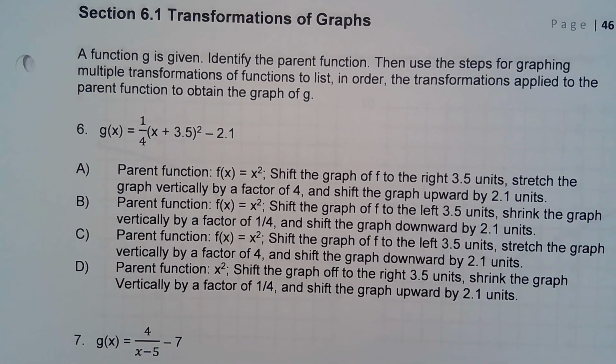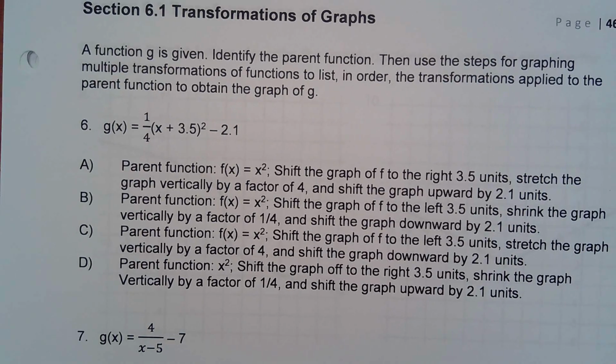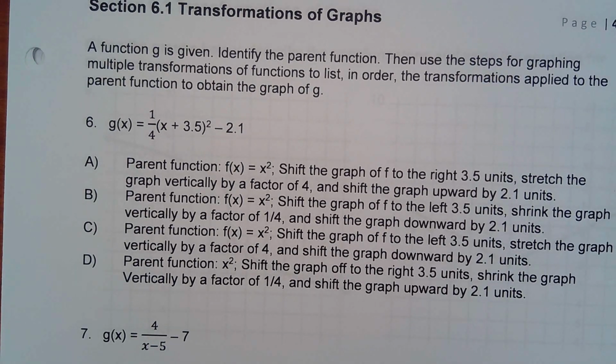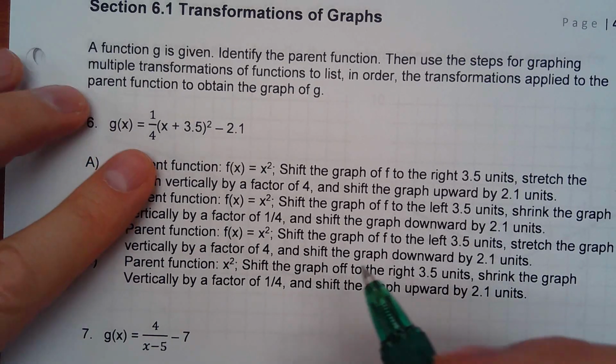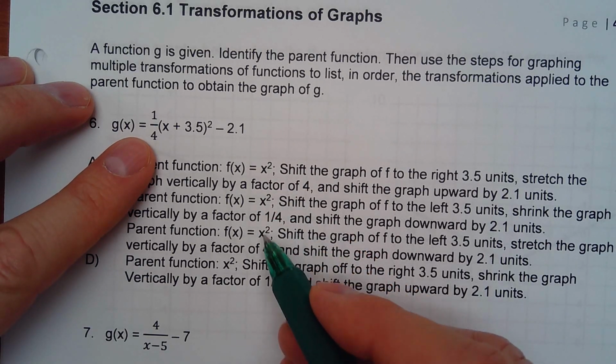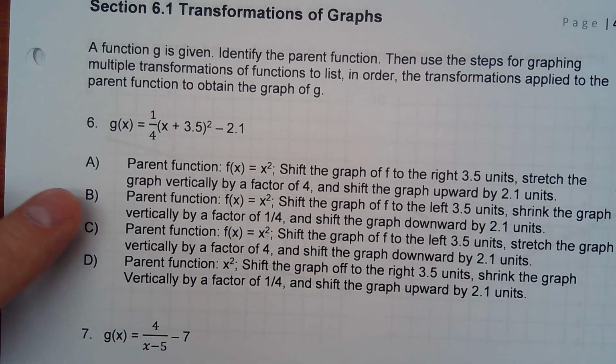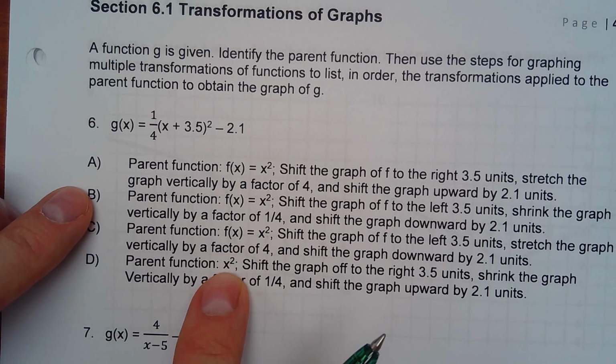All right, so a function is given, identify the parent function, then use the steps for graphing multiple transformation functions to list in order the transformations applied to the parent function to obtain the graph of G. So this is like what we did before, except this is multiple choice. All right, so the parent function should be x squared, so yep, all those match. All the parent functions match, so that's correct.